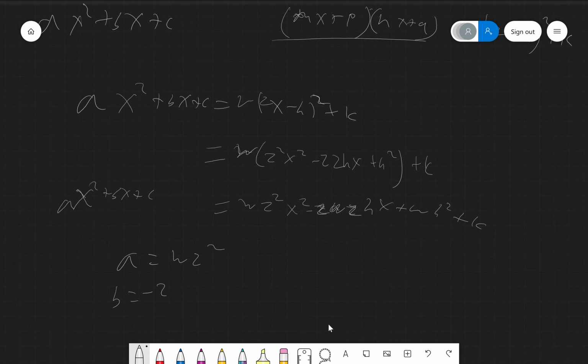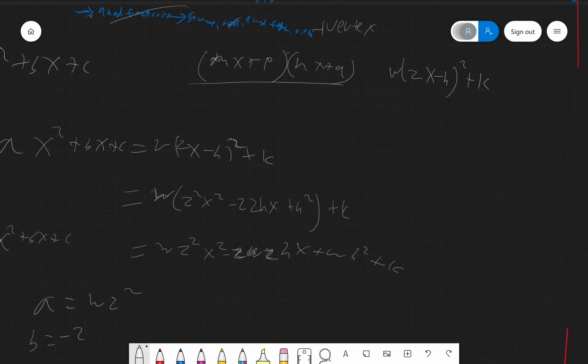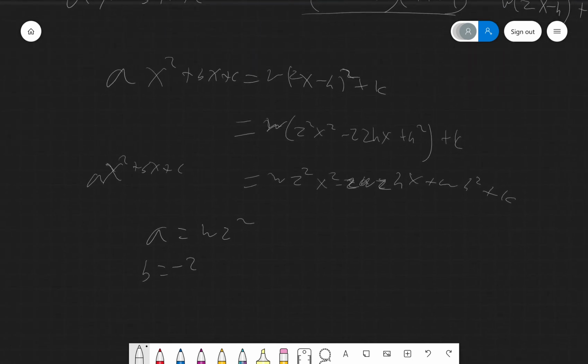Now, because a equals wz squared, that means that, what am I doing wrong? B equals negative 2azh. Okay, now wz squared. Oh wait, no, what?